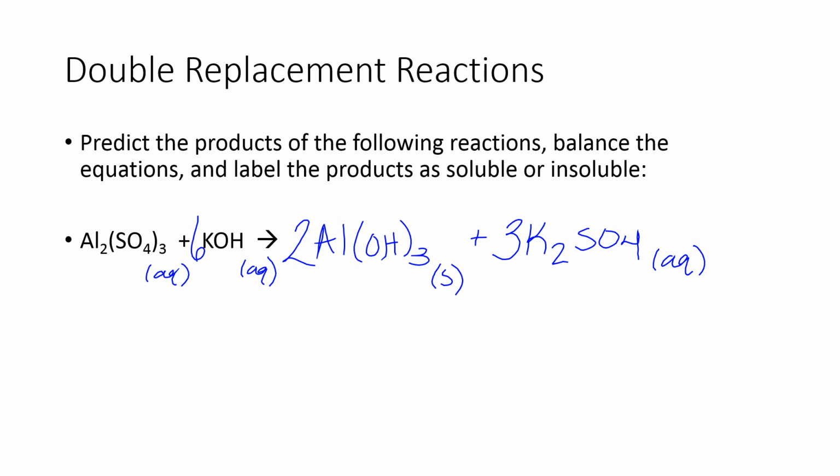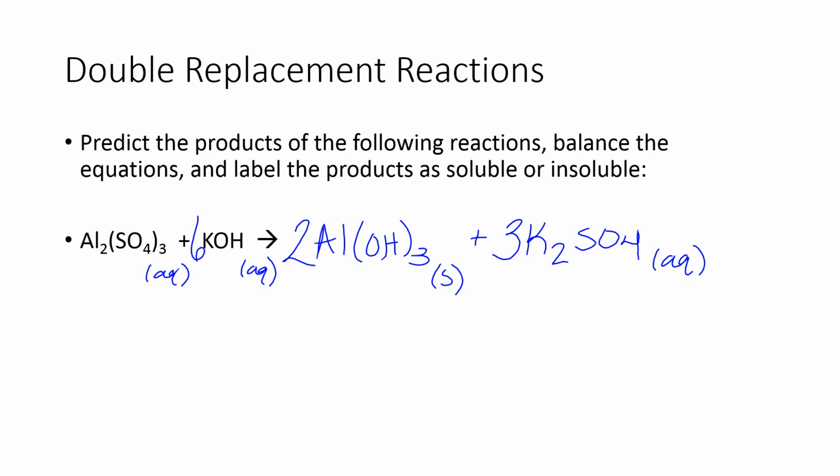So we predicted our products, balancing it. We have three sulfates on our reactant side, so we need 3 on our product side. That gives us 6 potassiums on the products, so we need 6 on our reactants. That gives us 6 hydroxides, so we need 6 on the product side, so we would actually multiply that by 2. And that gives us 2 aluminums and 2 aluminums. So it's now balanced. Then we need to label the products as soluble or insoluble.